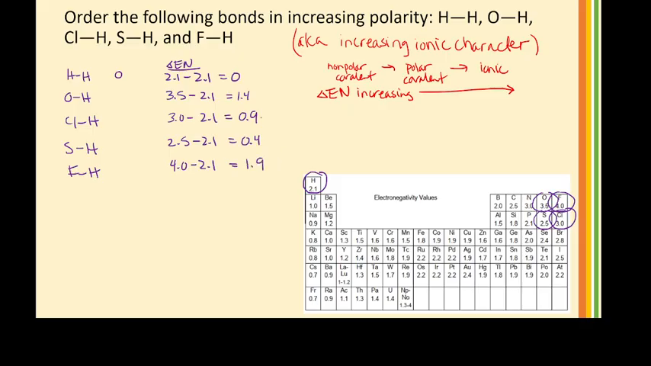All right, and now I'm going to put these in order. So HH is my smallest, then the next largest is SH, then the next largest is ClH, then the next largest is OH, and finally FH. Note that if I'm looking at hydrogen with itself, I can almost see the same electronegativity pattern: S, Cl, O, F. With O and Cl, it's sometimes hard to say which one would be more.